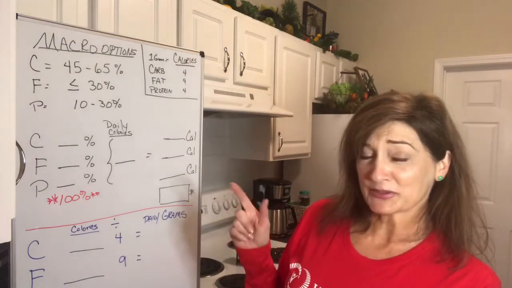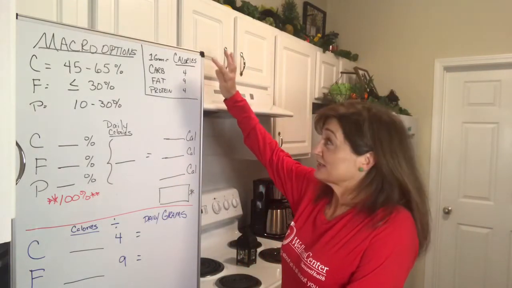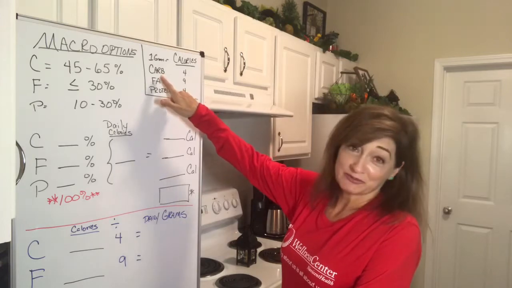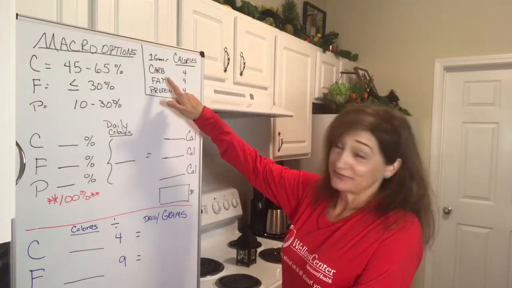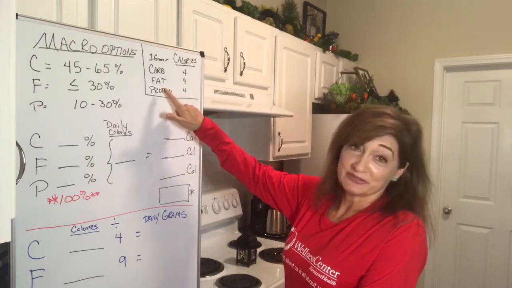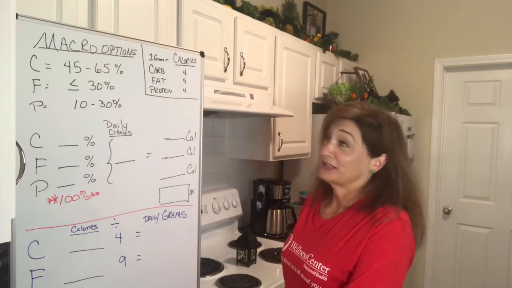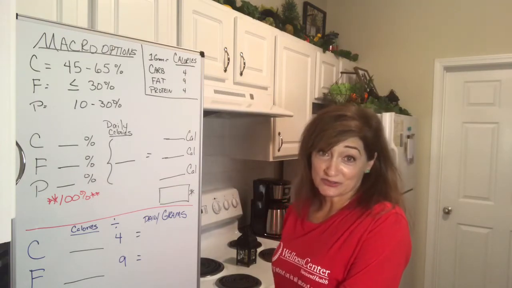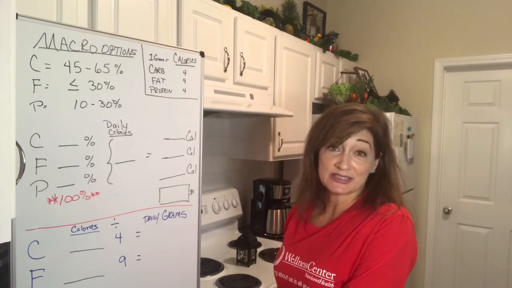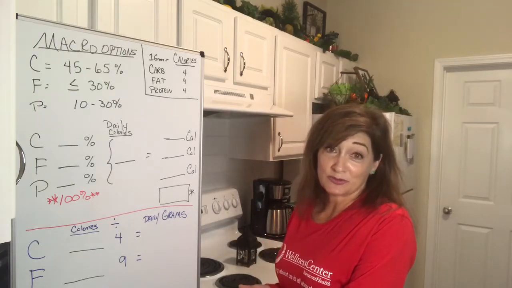So a couple things you need to know first. This is going to be important by the time we get to the end of the chart. For every gram of carbs that you eat, it equals 4 calories. For every gram of fat, that is 9 calories. And for every gram of protein, it's also 4. So carbs and protein have the same amount of calorie value. Fat is over twice that.